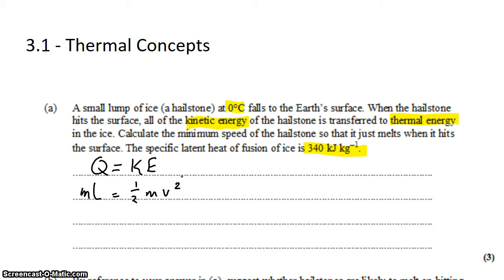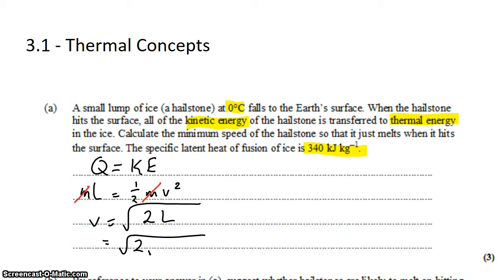Now, something you probably noticed is that we're not given the mass of the hailstone. And here is why that's okay. Because the mass in Q and the mass in KE cancel. And we can solve for the velocity without the mass. The velocity is going to be the square root of 2 times the specific latent heat of fusion for the ice.